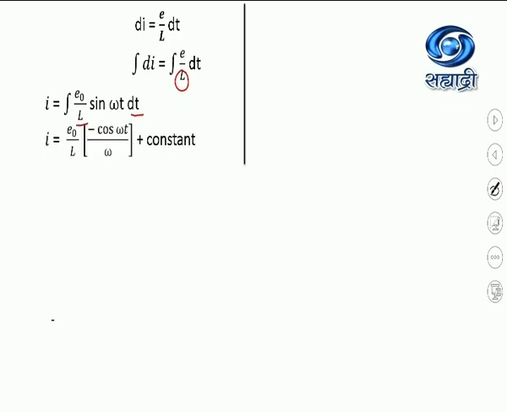So I is equal to, but here E naught and L, these are constants, they do not depend upon time, and a constant can be removed outside the integration. So we get I is equal to E naught upon L, and integration of sin omega t is minus cos omega t, and integration of omega t is 1 upon omega, and plus constant of integration.